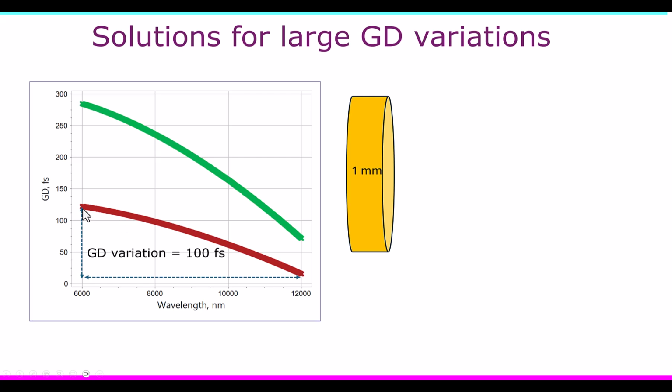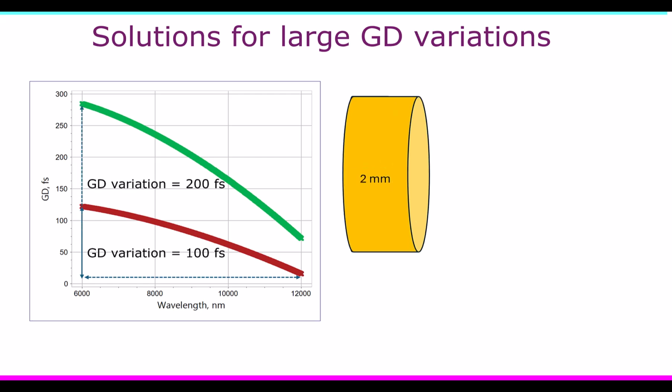I demonstrated how to compensate group delay variation of 100 femtosecond caused by 1 millimeter zinc selenide window. But what happens if we need to compensate not 1 millimeter of zinc selenide but 2 millimeter? The group delay variation is already 200 femtosecond in the broadband spectral range, or maybe we need to compensate more different substrates and crystals and windows. What if the required bandwidth and group delay variation cannot be achieved with one dispersive mirror?